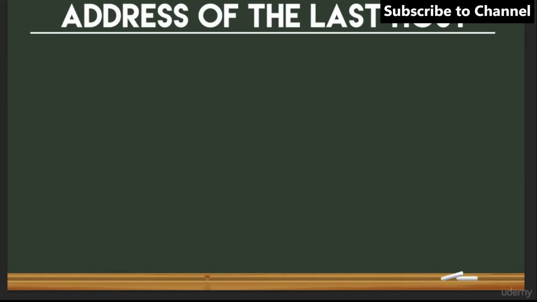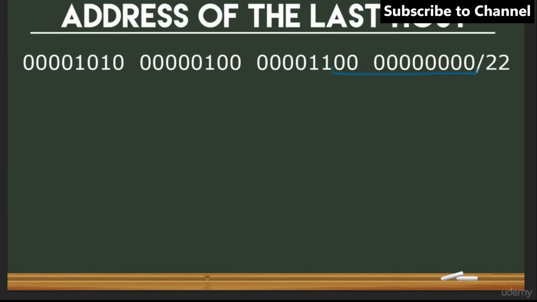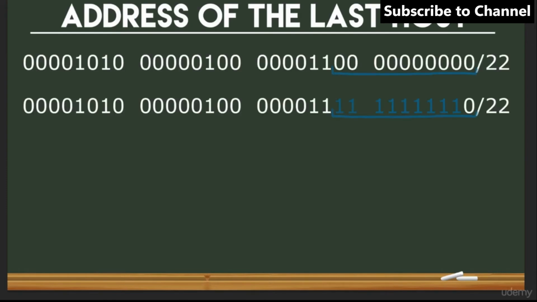In order to find the last host, in the host ID portion, this time we convert the rightmost bit to 0 and the rest to 1s. This is the address of the last host.